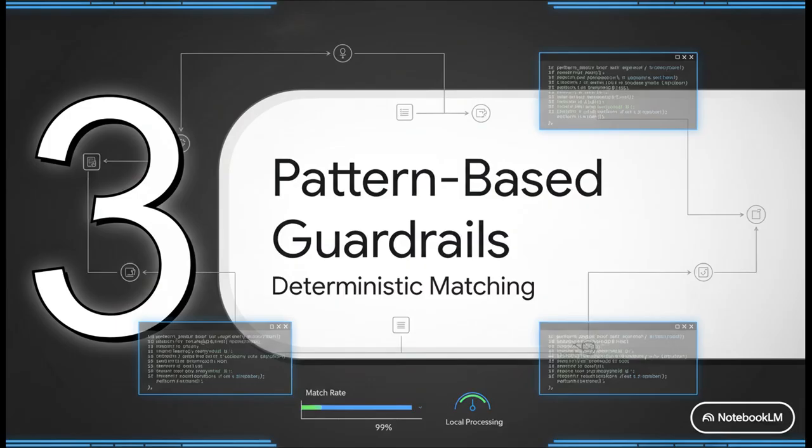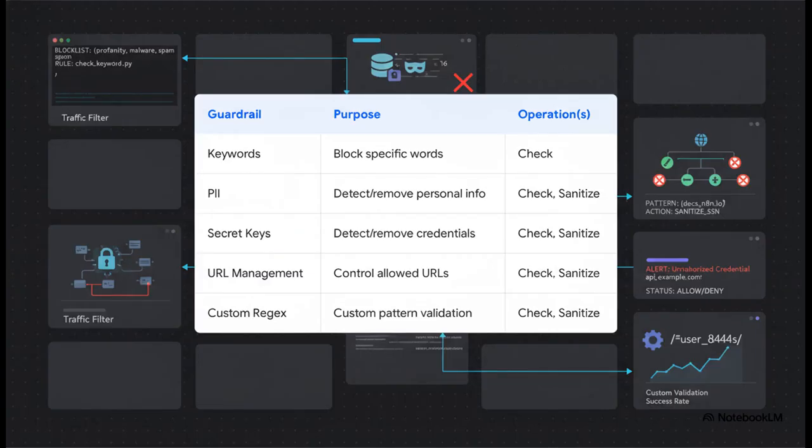These operations are performed locally and do not require external API calls to a large language model. There are 5 pattern-based guardrails. The keywords guardrail operates only in check mode to block specified words or phrases. The other 4 guardrails, PII, secret keys, URL management, and custom regex, support both check and sanitize modes.